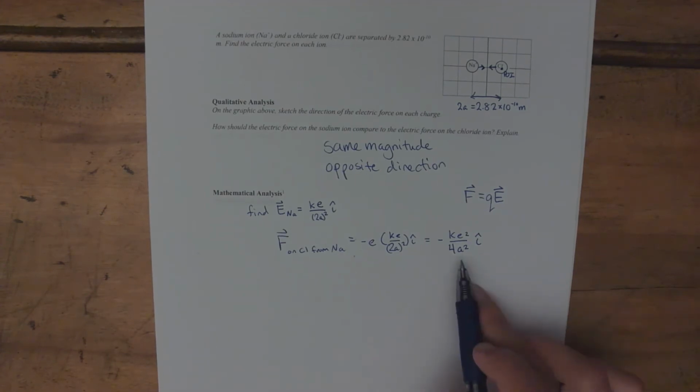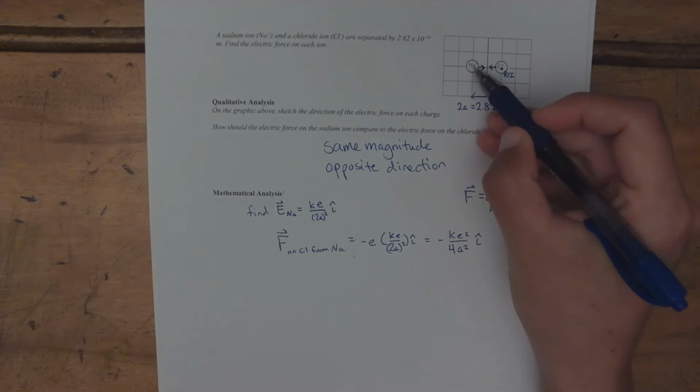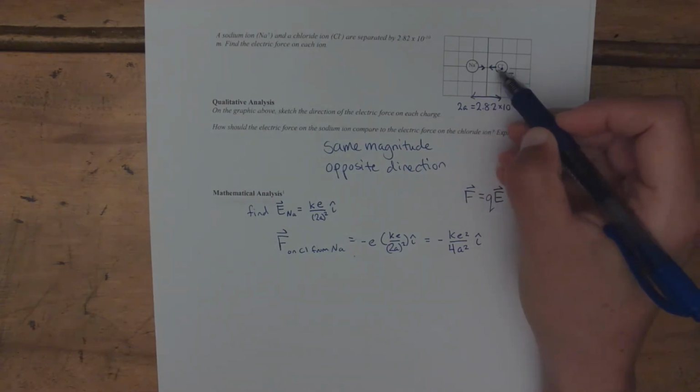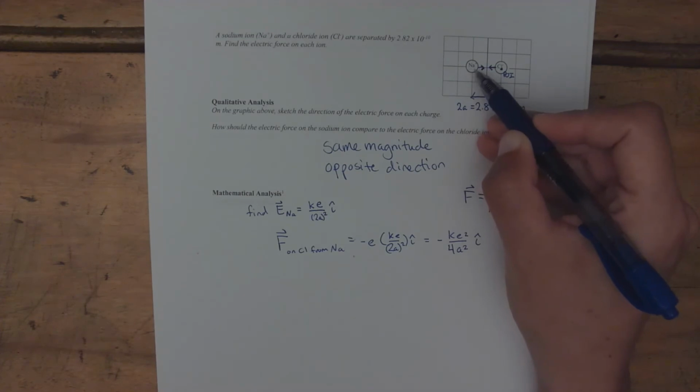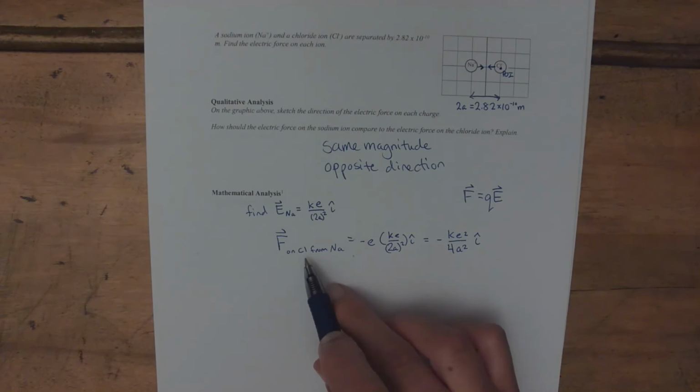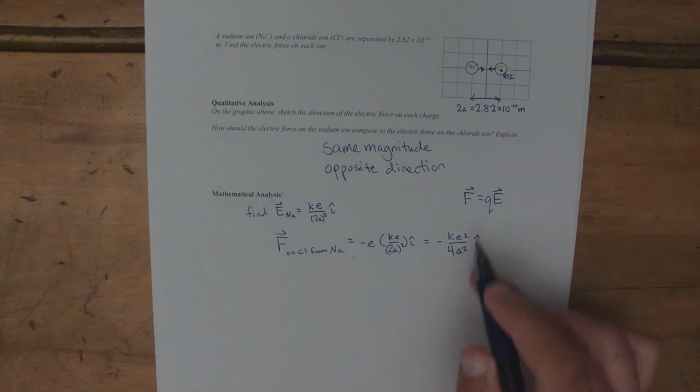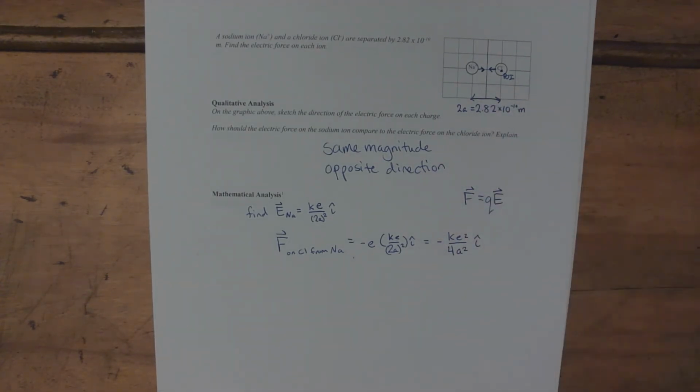So this force is going in the negative i hat direction, and we said if we found the field at this point from the chloride ion, it would be pointing in the i hat direction, but then you multiply it by a positive charge, and the force is still going in the i hat direction. So the force on the sodium ion is going in the i hat direction, and the force on the chloride ion is going in the negative i hat direction, as we showed there.